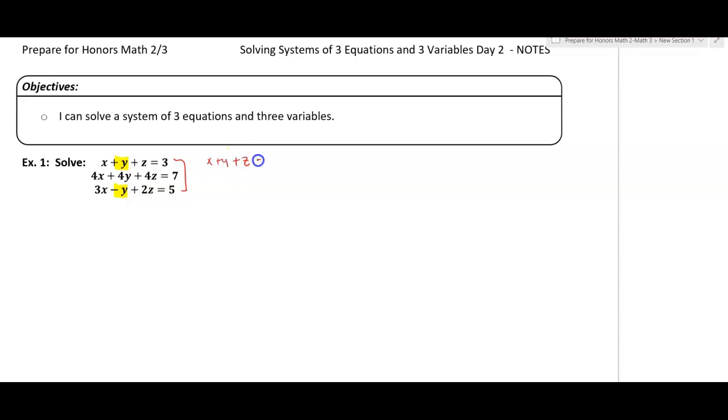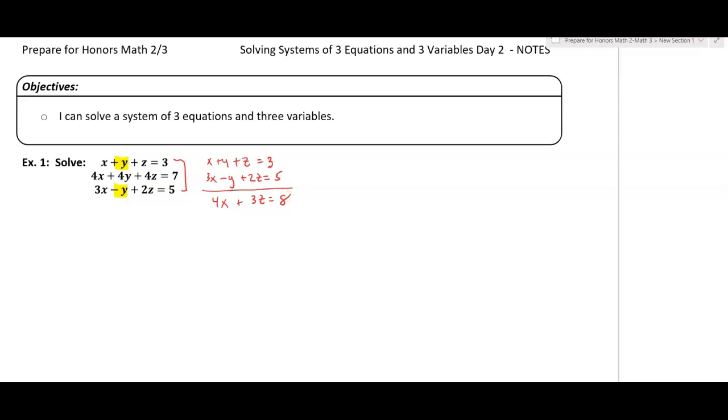x plus y plus z equals 3. Then 3x minus y plus 2z equals 5. Now, I add these together. 4x plus 3z equals 8.